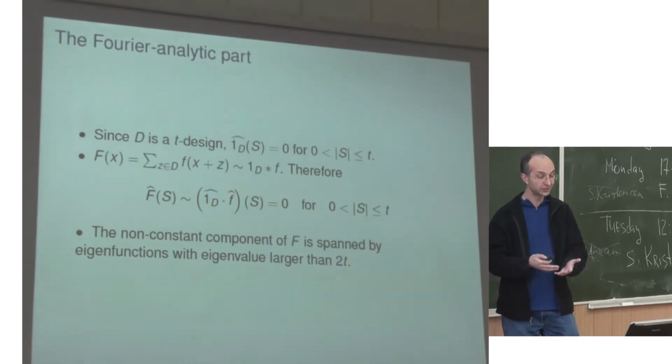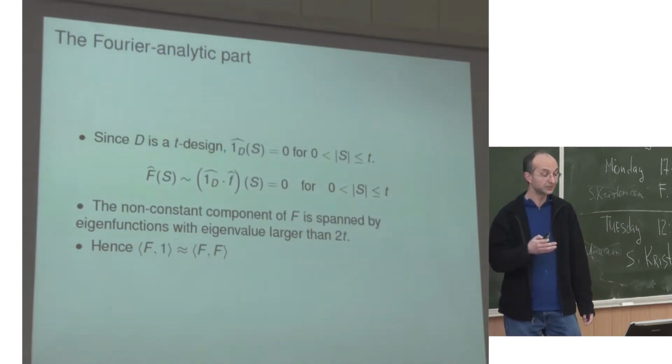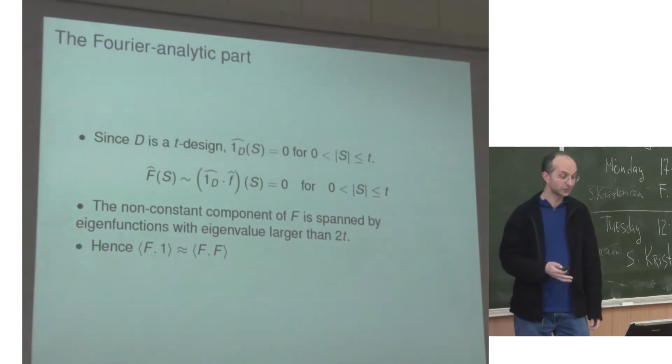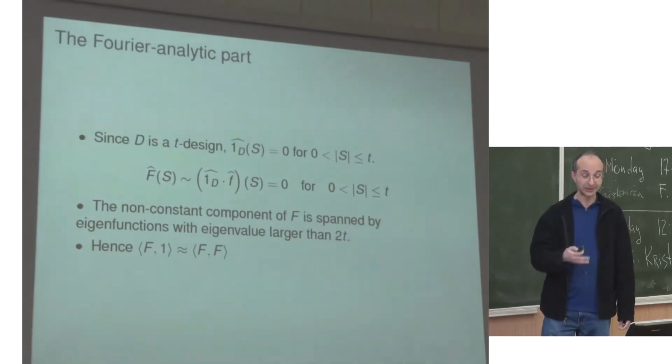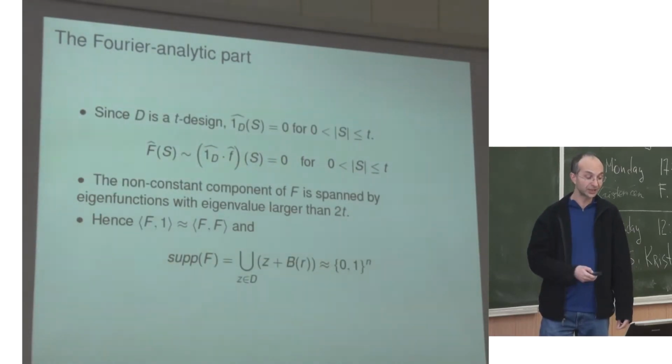This was the idea. So basically, we have a function which, when we apply the Laplacian, grows by at most twice T, but it's spanned by non-zero eigenfunctions with eigenvalue larger than 2T. The only way this can happen is if it has a large constant component, right? So the inner product of F with itself is very close to its L2 norm. It has a large part of the L2 norm of F, and therefore, by a trivial application of Cauchy-Schwarz, the support of F, which is the union of the balls around the design, is almost closed. This is the whole thing.